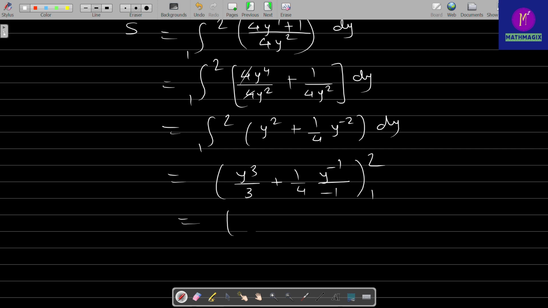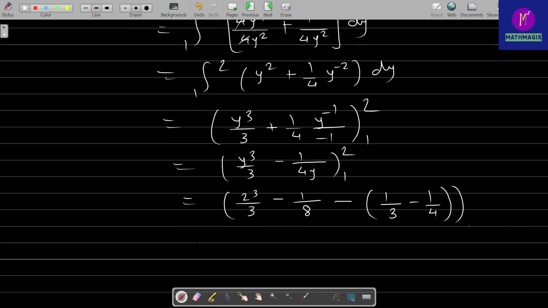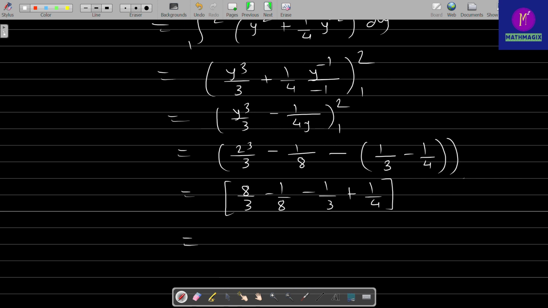Now this is equal to y^3/3 minus 1/(4y) with the limits 1 to 2. So this is nothing but 2^3 divided by 3 minus 1 by 4 into 2, that is 8. While substituting the lower limit, we have to give here minus sign inside the bracket. 1^3 is 1, so 1/3 minus 1/4. Complete the bracket and let us solve this simple thing. So this is 8/3 minus 1/8. This is minus 1/3. This is plus 1/4. And if I solve this, I'll get 7/3 minus 1/8 plus 1/4.